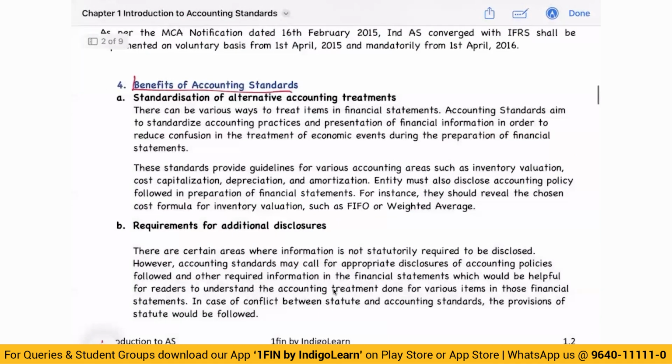Then you could also get a theory question on benefit of accounting standards. Now these accounting standards are your accounting standards which are applied in India. Okay, first, standardization of alternate accounting treatment. This is one of the most important benefits of having an accounting standard. Standardization means each one will follow a standard approach, or that there are only limited options available. For example, if you talk about inventory valuation, FIFO, weighted average, LIFO is not allowed. So that there is some kind of standardization when there are alternate accounting treatments. So this is the first benefit, standardization of alternate accounting treatment.